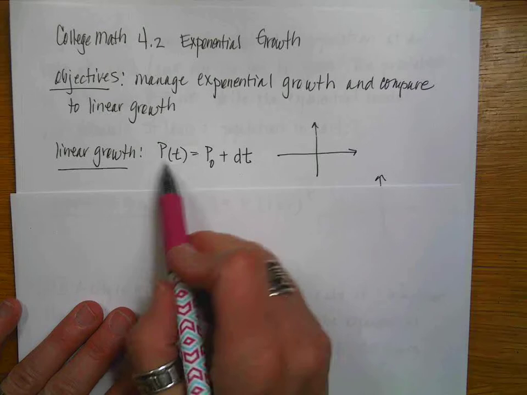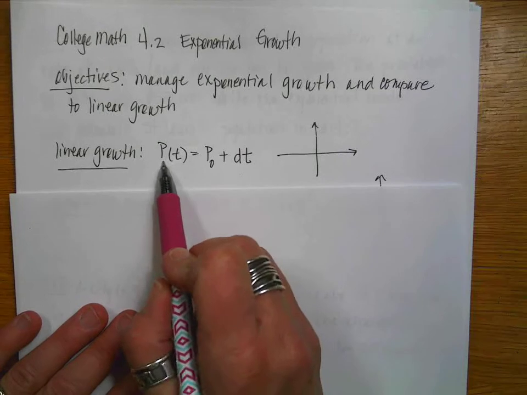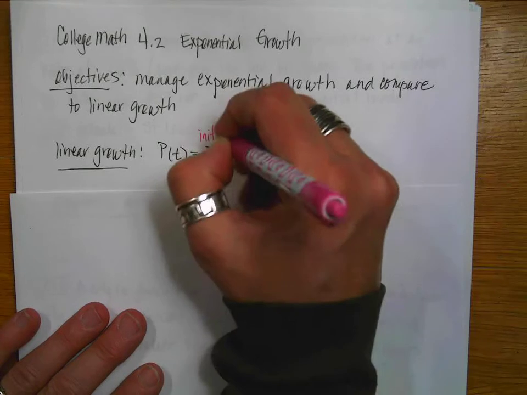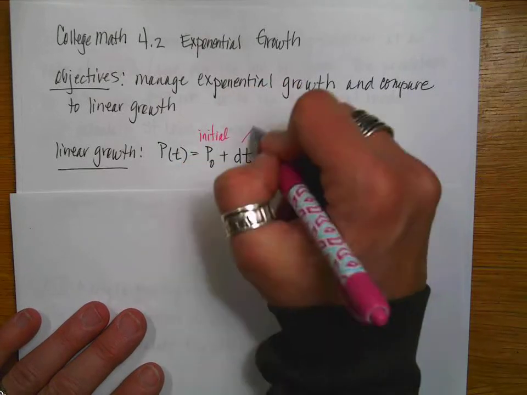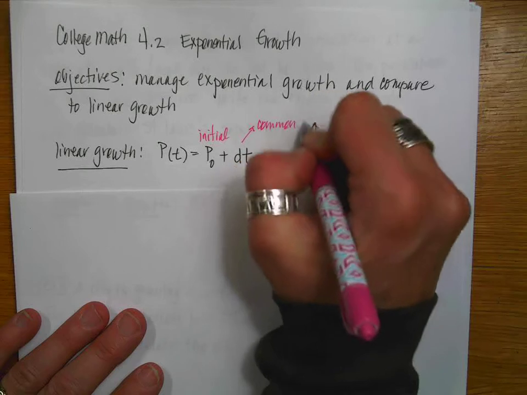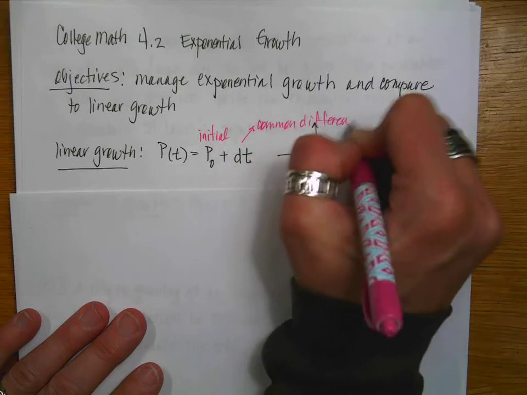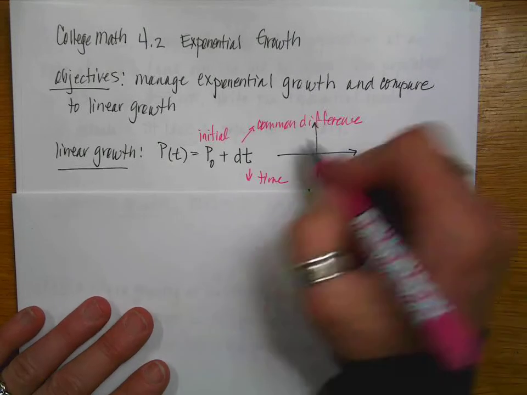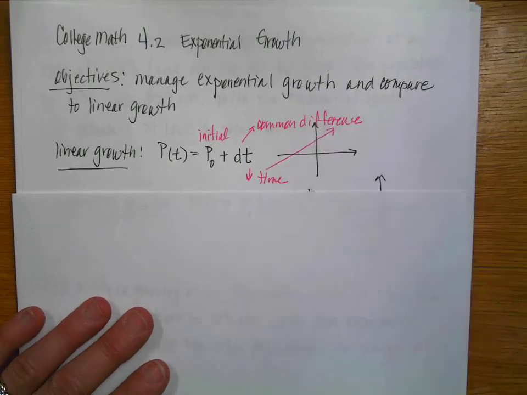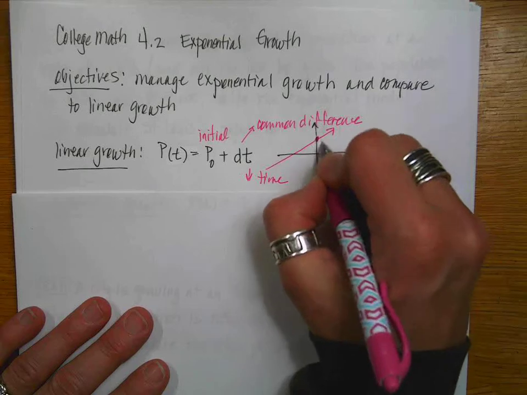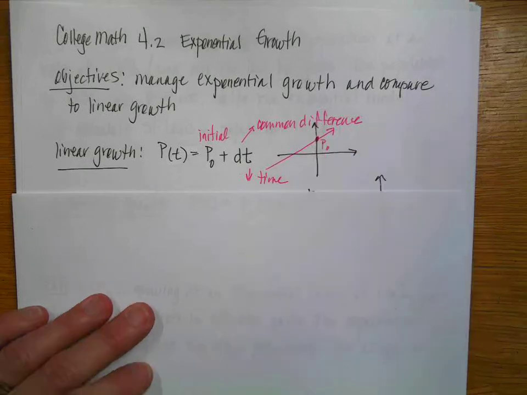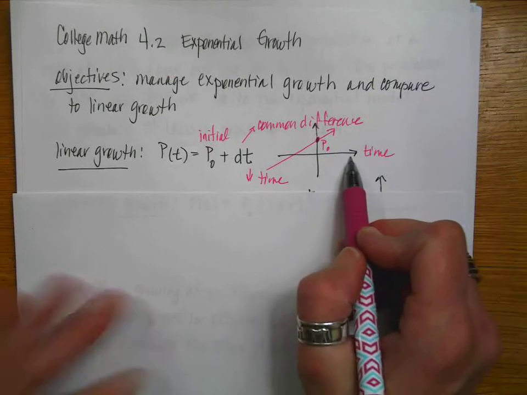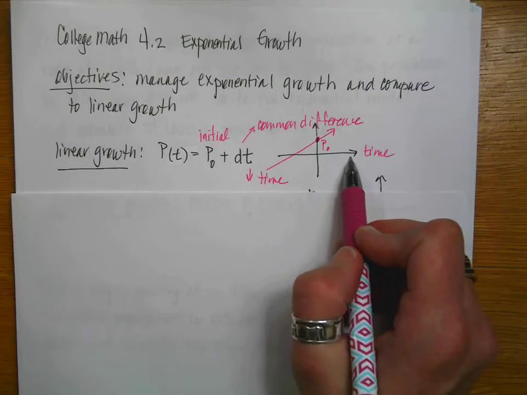So linear growth was what we did yesterday, and here was our model. The population in terms of time is equal to the initial population plus d, where d was the common difference. And then t obviously is going to be time. And the graph for linear growth might look something like that, where this is your P of 0. The y-intercept is going to be your initial population. And then time is going to be our x-axis because we're not allowed to change time.